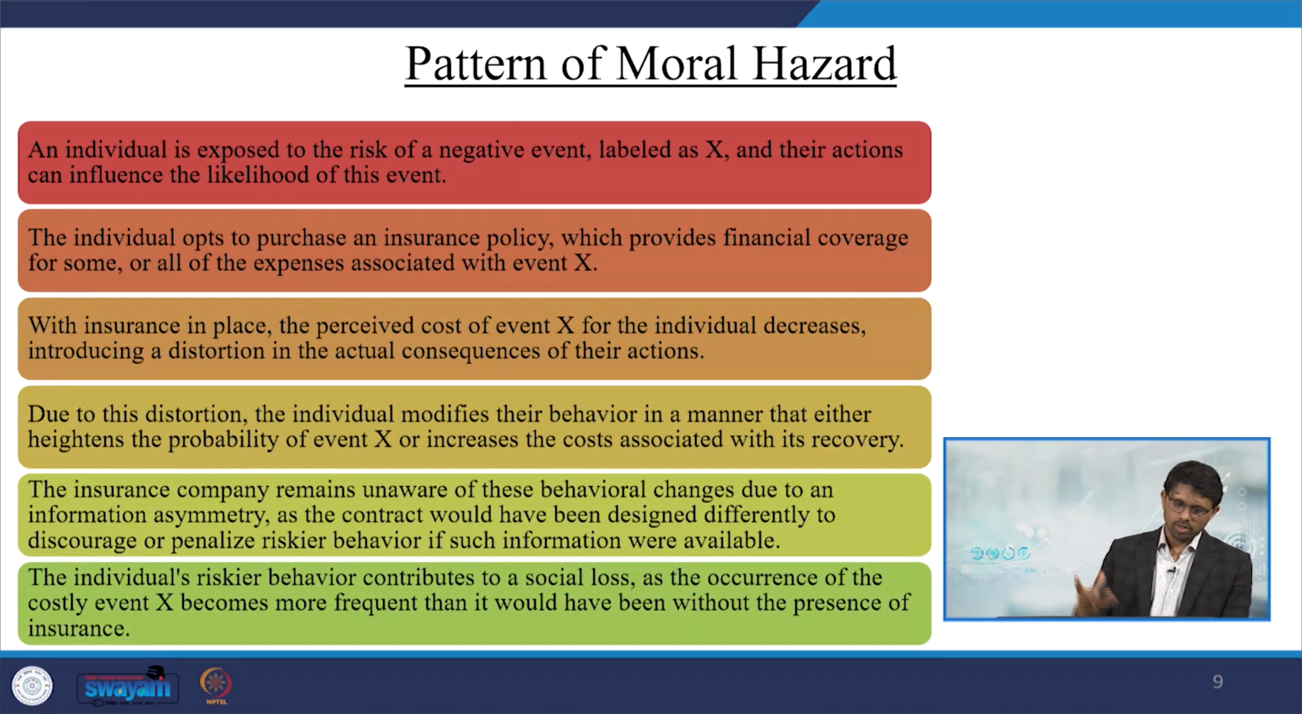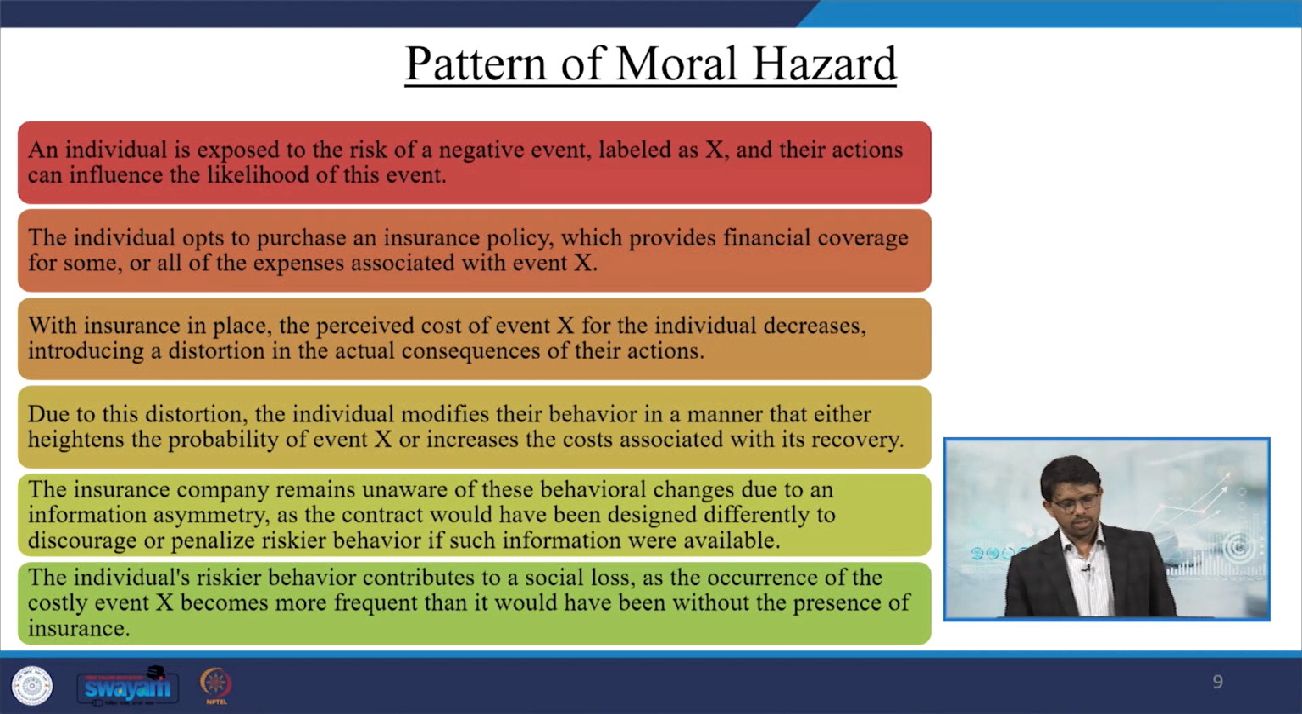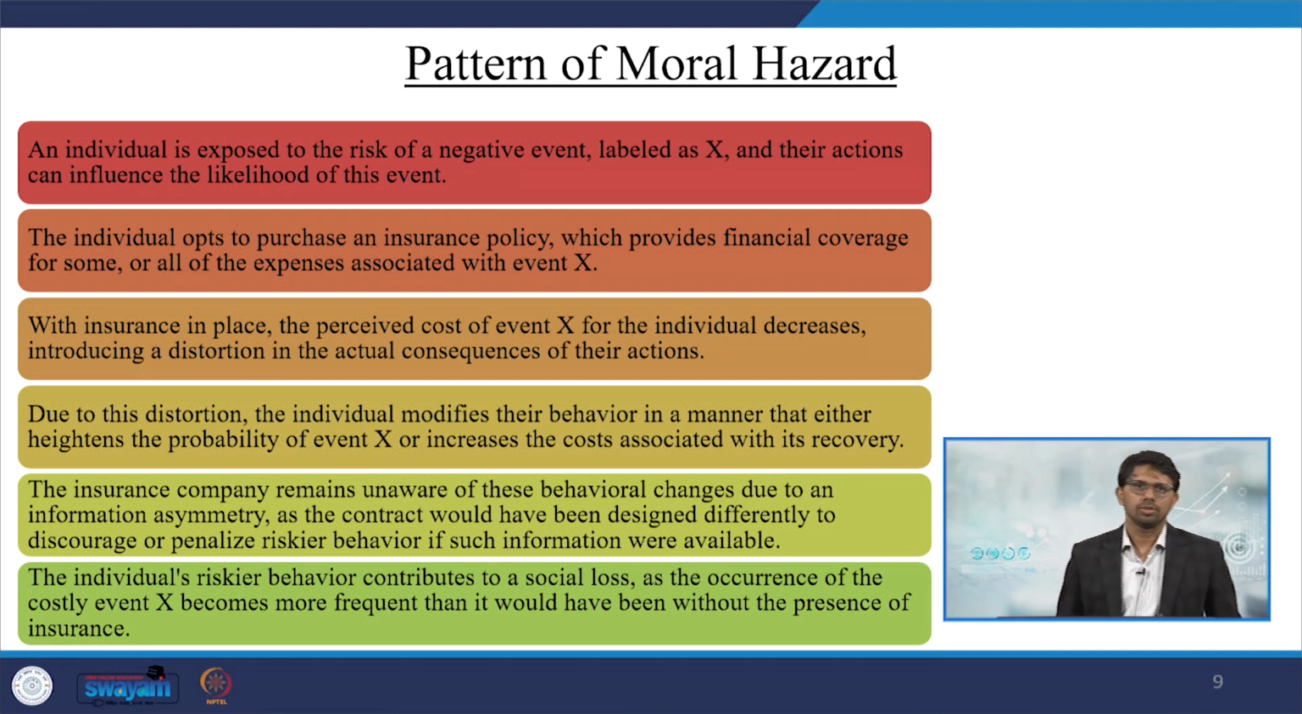We also give you some context where moral hazard is ex ante or ex post. The context is the pattern we are explaining, then we will cite an example. An individual is exposed to the risk of a negative event labeled as X, and the actions can influence the likelihood of this event. The individual opts to purchase an insurance policy which provides financial coverage for some or all of the expenses associated with that event X. With insurance in place, the perceived cost of the event X for the individual decreases, introducing a distortion of the actual consequences of that action. Due to this distortion, the individual modifies the behavior in a manner that either heightens the probability of event X or increases the cost associated with its recovery.